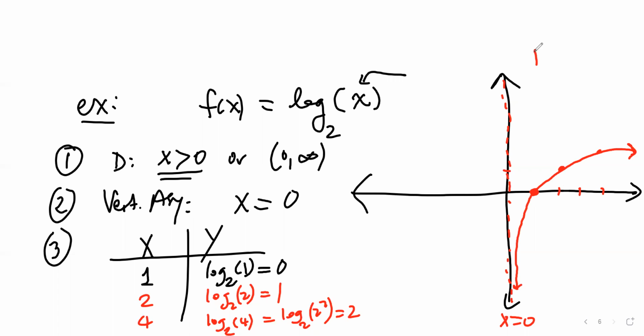So this is like the parent function. You can think of this like a parent. And if it's transformed, then you can use all the transformation rules and graph it. But usually it's just a simple 3 steps.